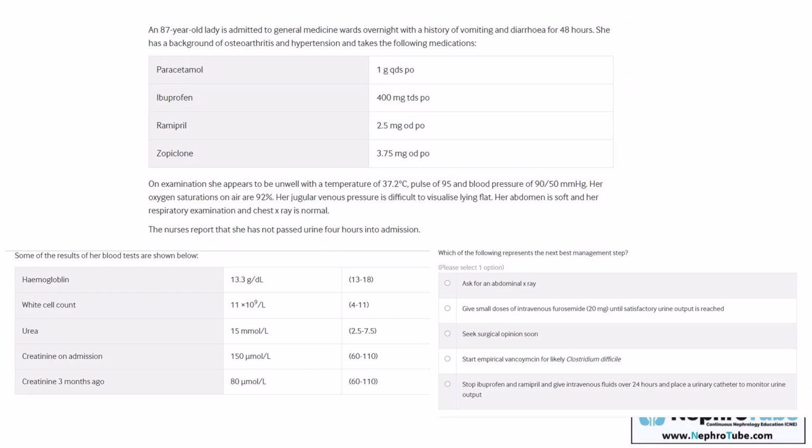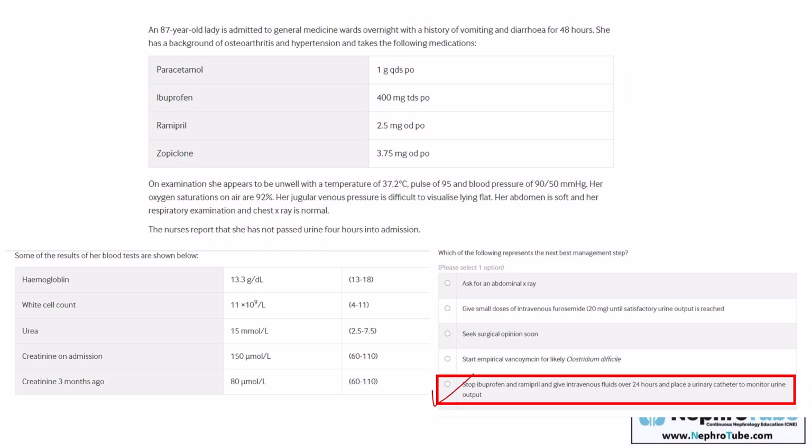Actually, this is a case not related mainly to drug-induced interstitial nephritis, but related to drug-induced acute kidney injury. This is a patient, an old lady with vomiting and diarrhea, with hypotension, and she is on ramipril and ibuprofen. So in this case, we have to stop ibuprofen because it is nephrotoxic, and ramipril because it is also nephrotoxic, as it may cause pre-renal impairment.